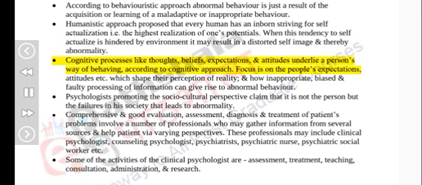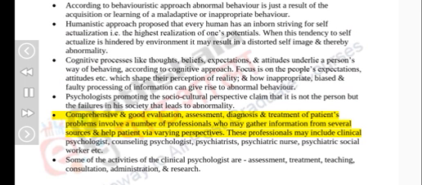Cognitive processes like thoughts, beliefs, expectations, and attitudes underlie a person's way of behaving, according to cognitive approach. It focuses on the people's expectations, attitudes, etc., which shape their perception of reality, and how inappropriate, biased and faulty processing of information can give rise to abnormal behavior. Psychologists promoting the socio-cultural perspective claim that it is not the person but the failures in his society that leads to abnormality.